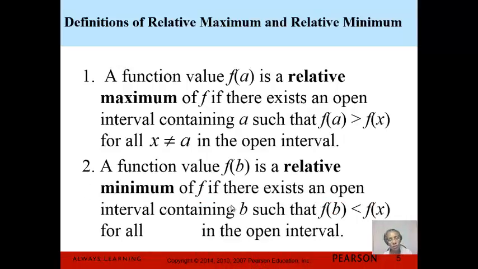So a function value f of b is the relative minimum of f if there exists an open interval containing b such that f of b is less than f of x for all x not equal to b in the open interval. So again, you've got a relative minimum if in a neighborhood the function has a value which is smaller than all other values in that region or neighborhood of the function.